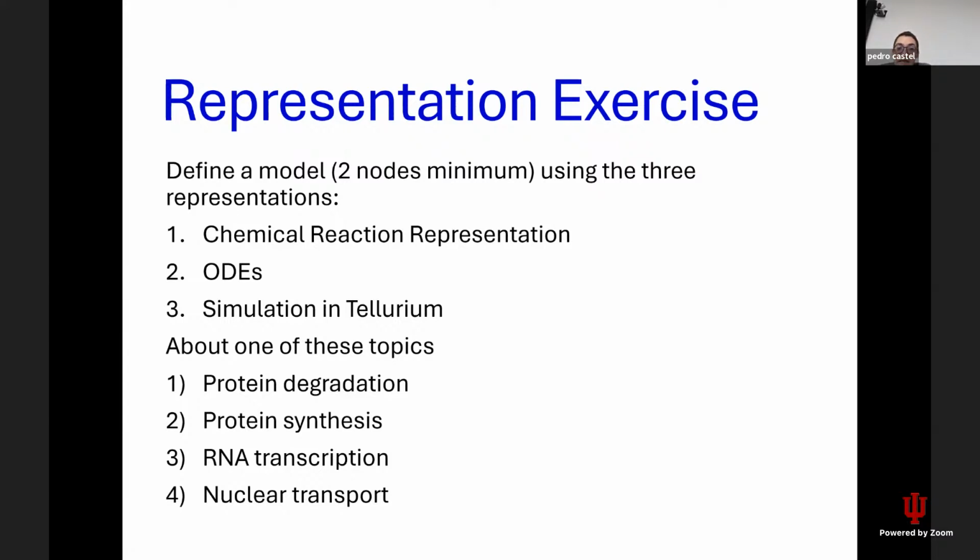But I don't know anything about protein degradation. So go to Wikipedia and take a look at how it happens more or less and build a model as simple as possible about it with at least 2 nodes, at least 2 players. So choose one of them, the one you feel most comfortable with or the one you are most interested in, and we'll see what you got.